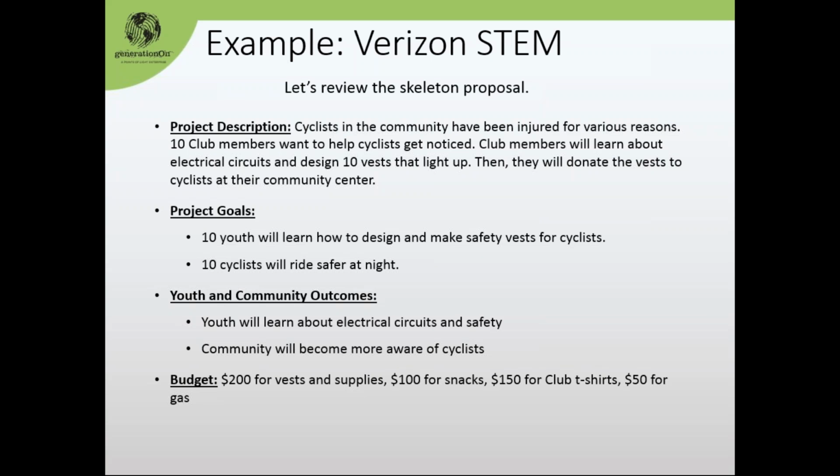So here is the skeleton of the grant proposal. The grant proposal will always ask for a project description. Here they said cyclists in the community have been injured for various reasons. 10 club members want to help cyclists get noticed. So the club members will learn about electrical circuits and design 10 vests that light up. They will donate these vests to cyclists in their community center. Here it specifies the project goals. So it says 10 youth will learn how to design and make safety vests for cyclists. Additionally, 10 cyclists will ride safer at night.